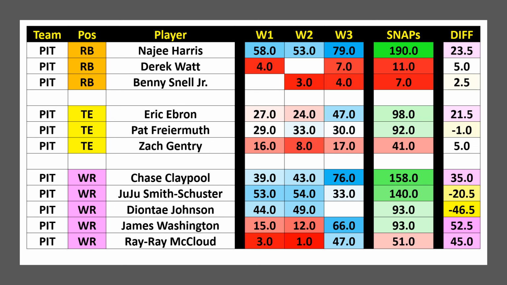Claypool, Washington, number 2 with Schuster and Dante out. Look at Schuster, 33. What is going on? Then Ray McLeod. Add Washington. Add Washington. Take him everywhere you can.